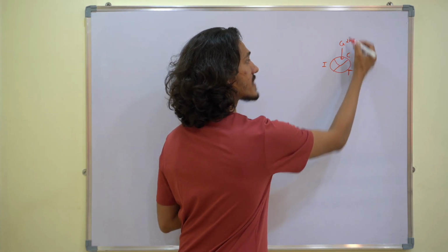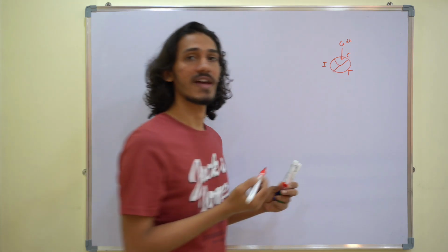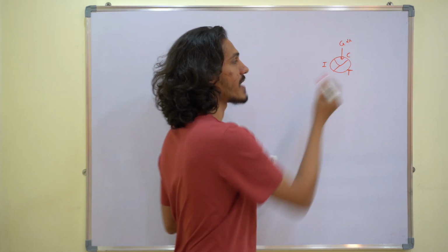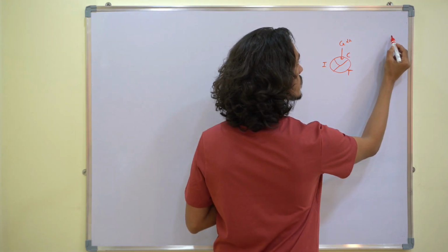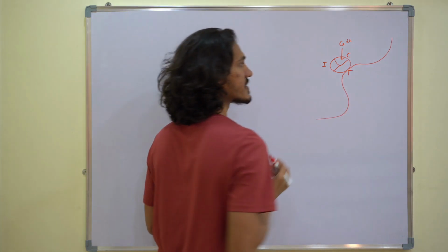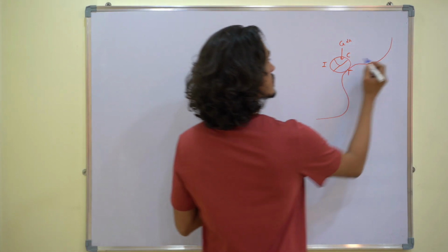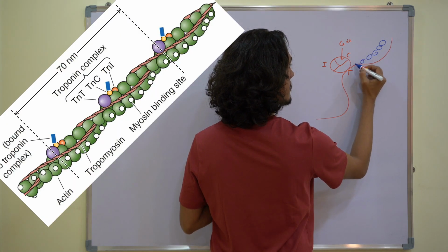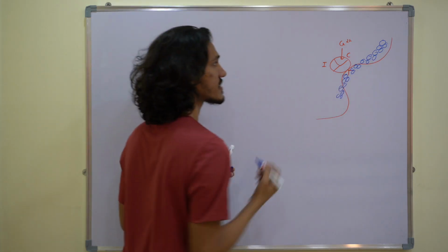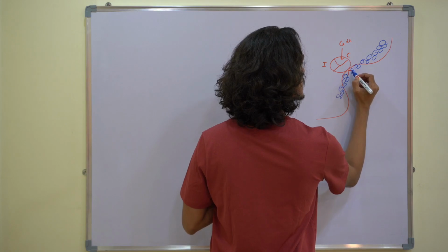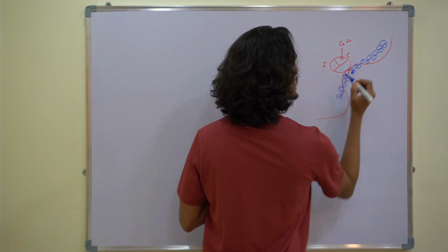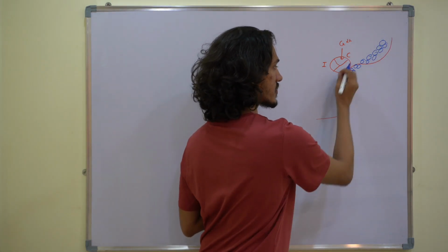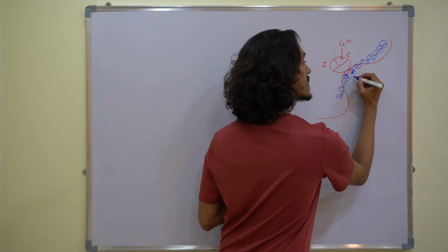So the C domain is where calcium binds, the I domain is where inhibition of the interaction between actin and myosin takes place, and the T domain is where it binds to your tropomyosin. So we have the tropomyosin binding over there, and this tropomyosin traverses an area on your actin filament. If this is the actin filament, there is one site on it which is masked by this. So the tropomyosin-troponin complex masks an active site over here.